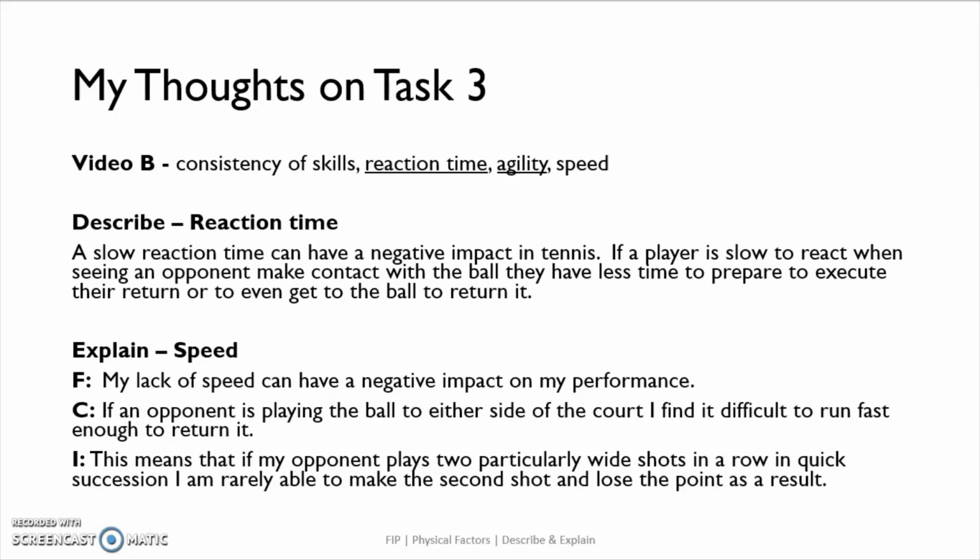So hopefully from the videos and my answers you can see a link between the impact on performance and a description and an explanation, using the describe methods that we said at the start of painting a picture or writing it like a concise list, and the explain of FCI. Name the factor or identify the factor, give a context to why the factor is important, and then give the impact of what has just happened, so the points you've made previously on the bigger picture.